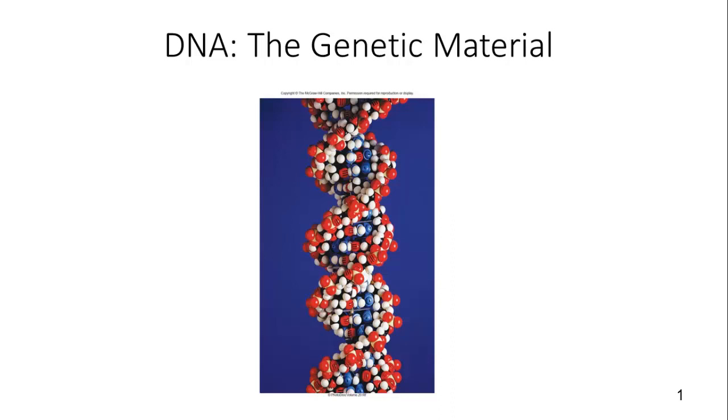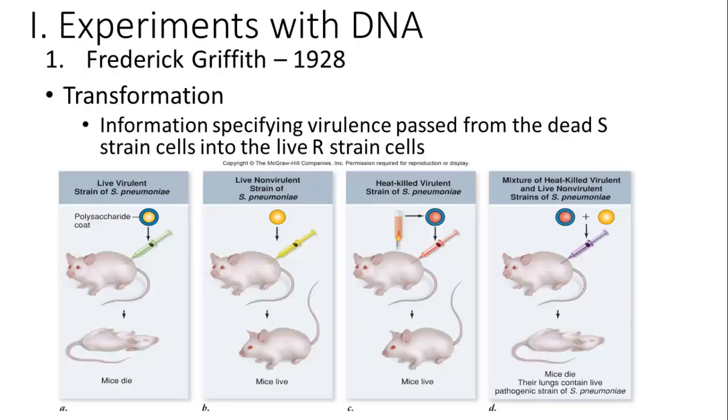Now, how we discovered what it was is actually a very interesting story. So we'll go through some of the discoveries of DNA and what we learned with each discovery. We're going to start with Frederick Griffith. In 1928, he looked at pneumonia, two different strains, one of which would cause death, and one of which wouldn't.